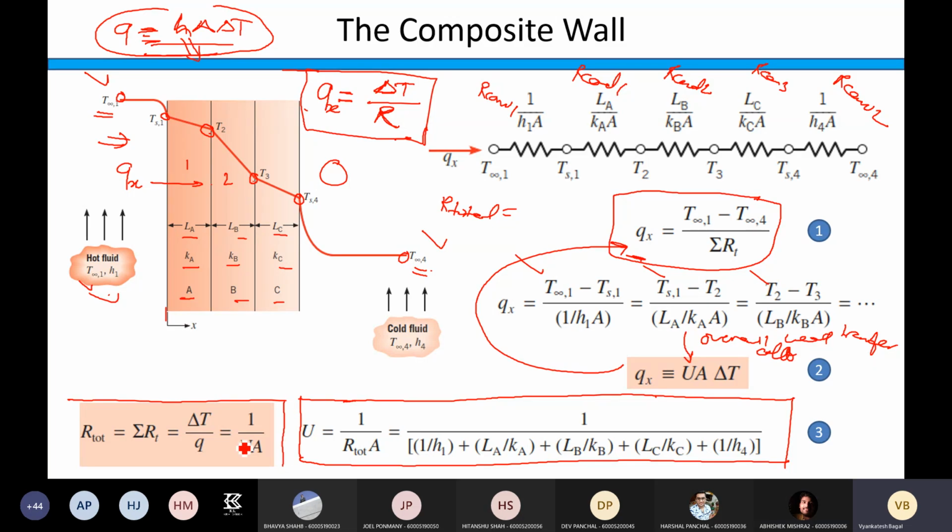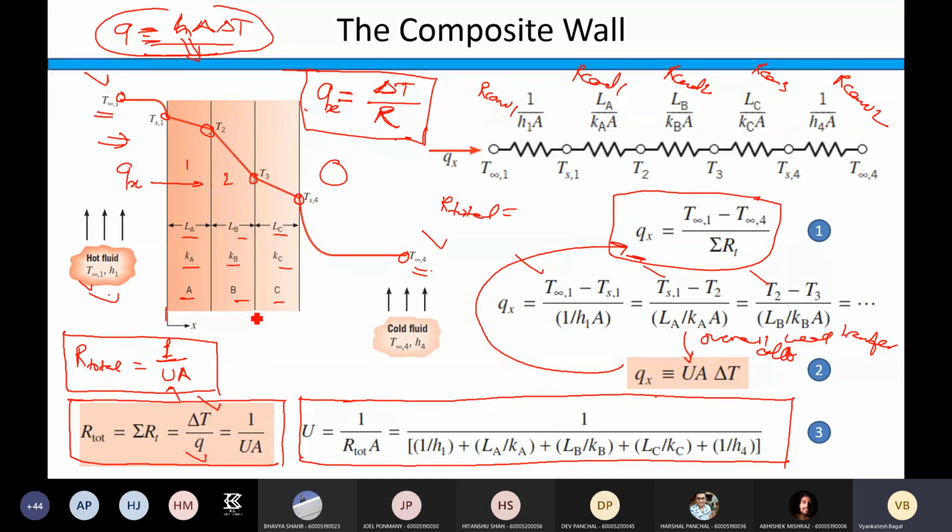So this is the final form. R total is nothing but the summation of all the resistances here. It will be written as the overall driving potential divided by the rate of heat transfer Q, and that is equal to 1 upon UA. Remember this expression: R total is 1 upon UA. If you are asked to find the overall heat transfer coefficient U, you can find it using the total resistance. That's the idea behind it.